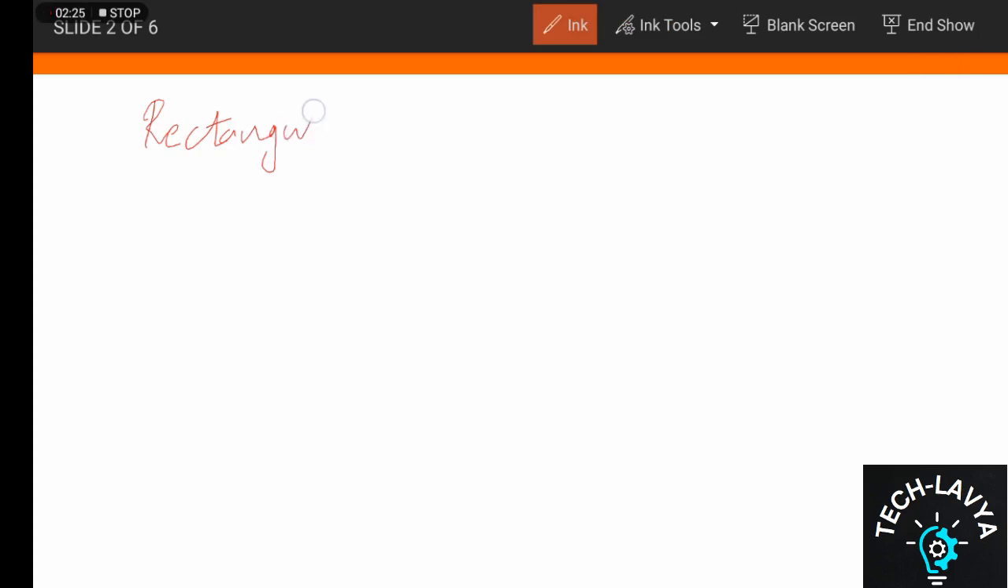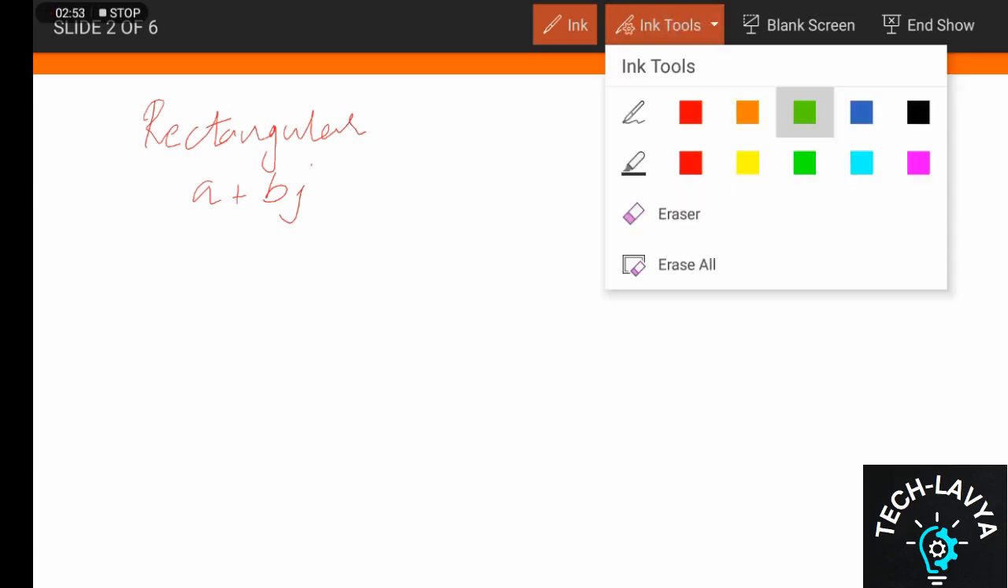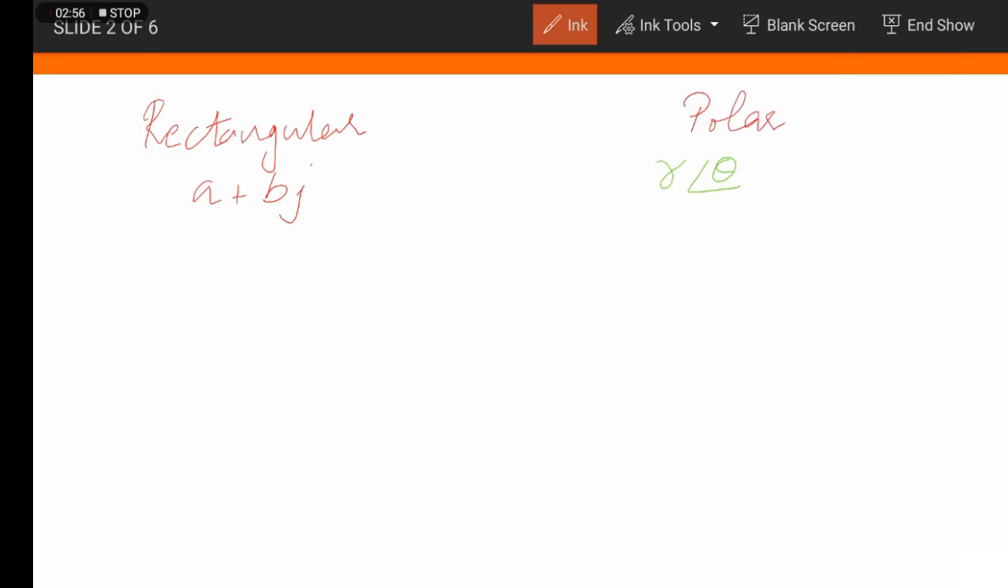So rectangular format, and here we have polar format. Fine. So how do we represent the vector in rectangular format? We represent it by this. And how do we represent it in polar? We say it is r theta. So let us first understand how do we go about this conversion, because these are actually equal, right?